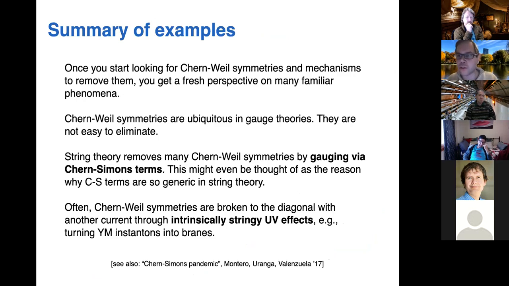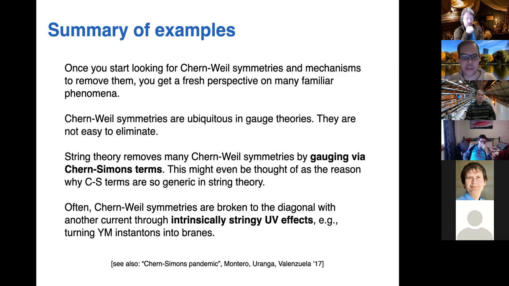And lots of different stringy effects, like the fact that one brane can end on another brane, turn out to be really important to make the story consistent. And so there's lots of stuff happening in string theory that I might have thought was just an artifact of people looking at highly supersymmetric theories under the lamppost and calculating things. From this point of view, it seems like it's part of a bigger story where the theory is doing what it has to do to eliminate symmetries that it doesn't want to have.